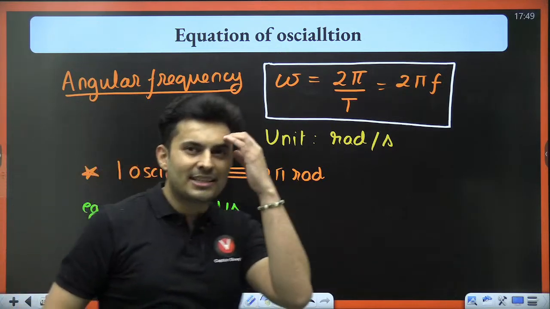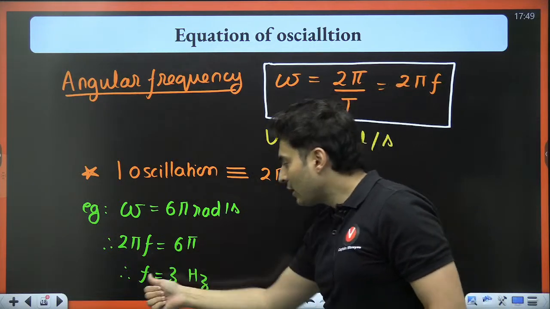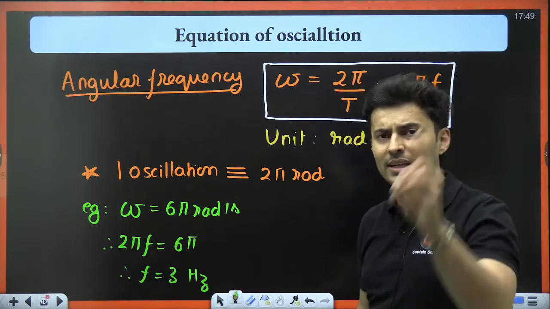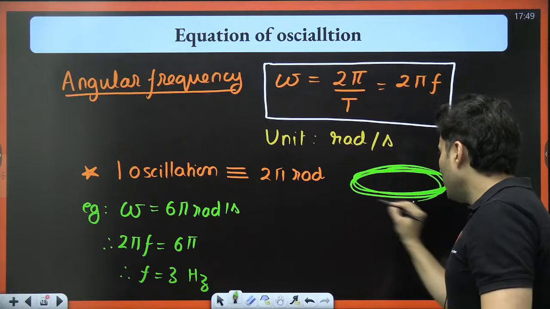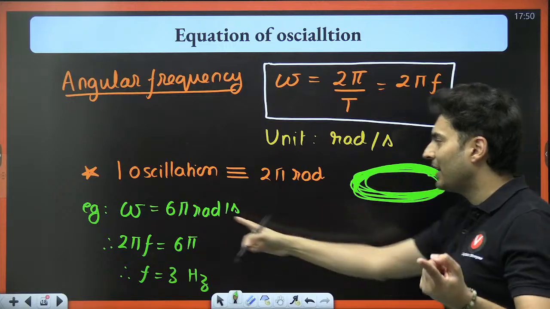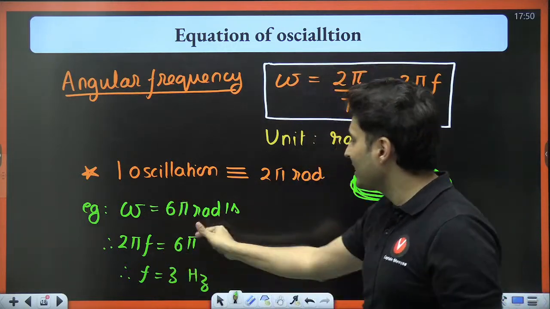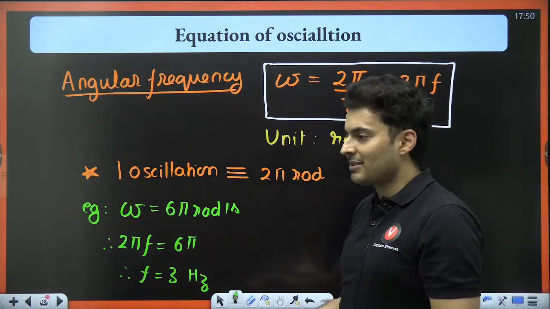Now let's make sense out of it. 6 pi radians per second. Frequency is 3 hertz. 3 hertz means 3 times it is going back and forth in 1 second. 1, 2, 3. 1 round 2 pi. 2 rounds 4 pi. 3 rounds 6 pi. Yes, 6 pi rounds in 1 second. That's why 6 pi radians per second. That's what it exactly represents.